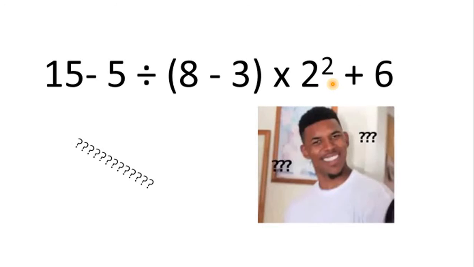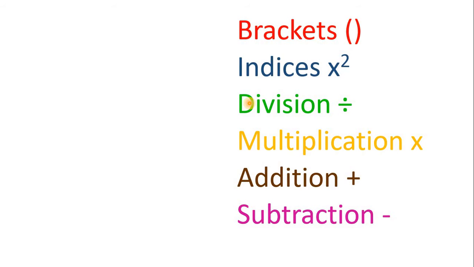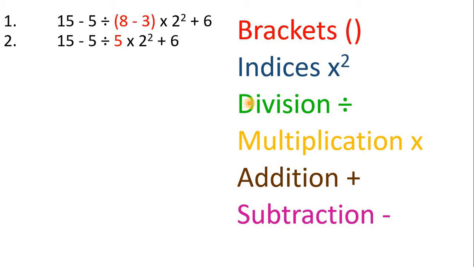Now, going back to that calculation that I put up initially, how would you go about actually working it out? So, keep in mind the acronym BIDMAS. You always work out the brackets first. That's why the B comes first, brackets. Where are the brackets? You see a bracket here, there's only one in this calculation, and it's 8 minus 3. What does that give you?